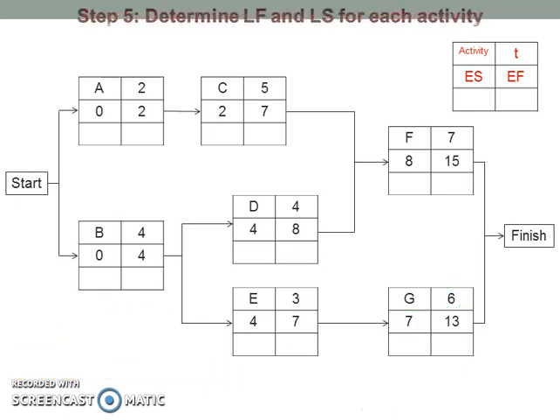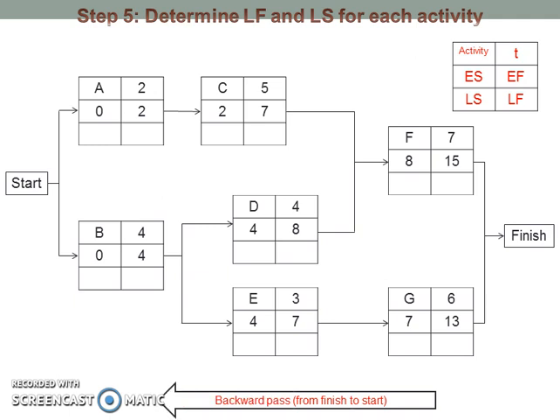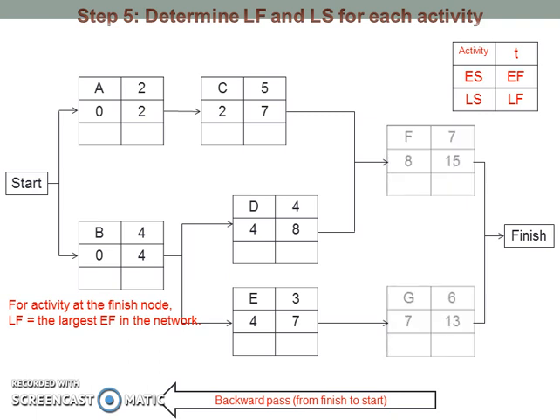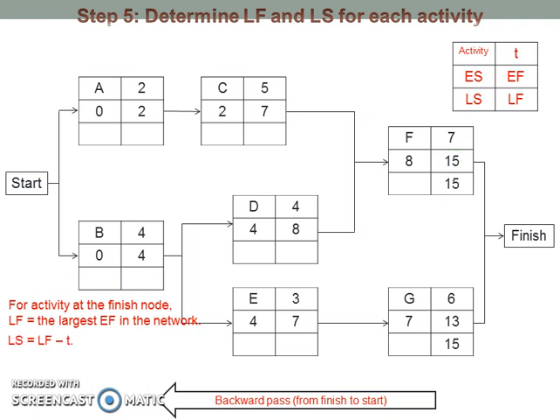Next, determine the latest finish and the latest start for each activity. Latest finish and latest start for an activity are put here in the box, and they are both determined from the finish node to the start node. For the activity at the finish node, the latest finish is the largest earliest finish in the network. Here, the activities at the finish node are activity G and F, and the largest earliest finish in the network is 15. So the latest finish for both G and F is 15. The latest start of an activity is determined by subtracting the expected time from the latest finish of the activity. For activity G, the latest start is 15 minus 6, which is equal to 9. For activity F, the latest start is 15 minus 7, which is equal to 8.